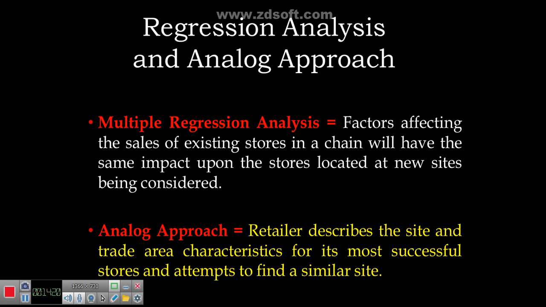And the retailer tries to find a similar site, where the site characteristics and the trade area characteristics are similar to those of the most successful among the existing stores. So this is quite simple and easy to understand. It is used like a reference. So that is all about the analog approach. These are the various factors considered in evaluating a site and the adjacent trade area, and how a retail firm arrives at selecting a specific site for a store.